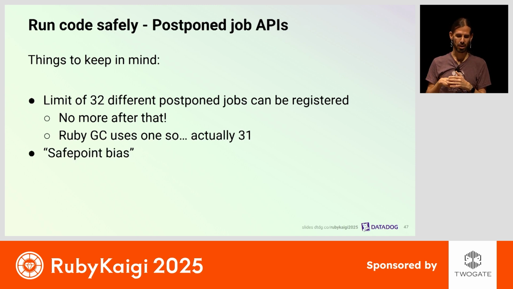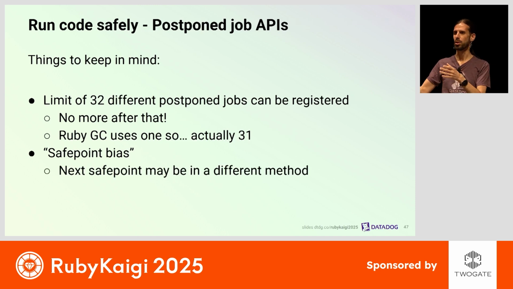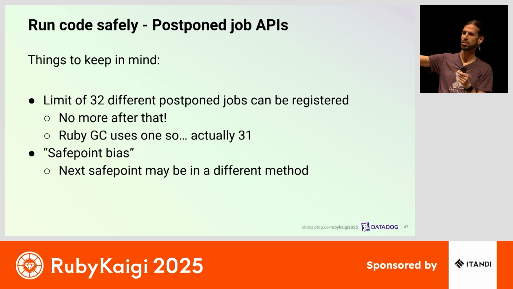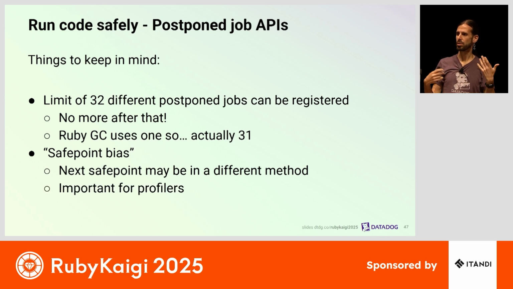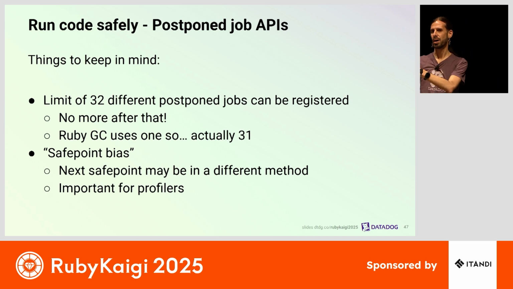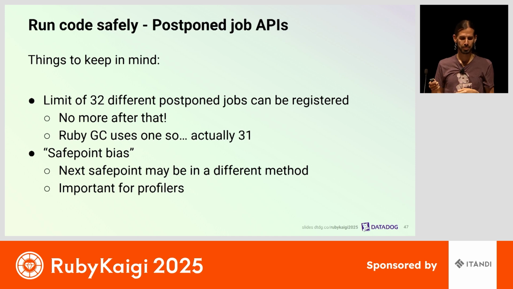The final thing to keep in mind is safepoint bias. This is a term that also comes from Java and some of the other runtimes. When you call trigger, usually Ruby is pretty fast in running your code, but it might still call into the next method or return from a method before it actually calls the thing that you've asked Ruby to do. So the next safepoint might actually be in a different method. This is often important for profilers or some tools, because the current method might have changed by the time that the safepoint gets executed.